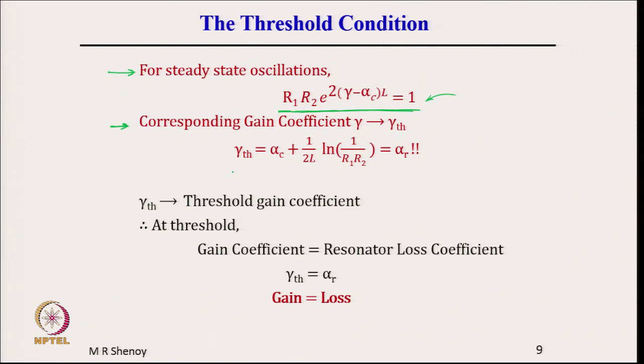And then what we see is that gamma threshold, if I write this as R1 R2 into e to the power twice gamma threshold minus alpha c into L equal to 1, then I get expression for gamma threshold as this. And what is this? This is nothing but alpha r, the resonator loss coefficient, is equal to alpha r, which is the resonator loss coefficient.